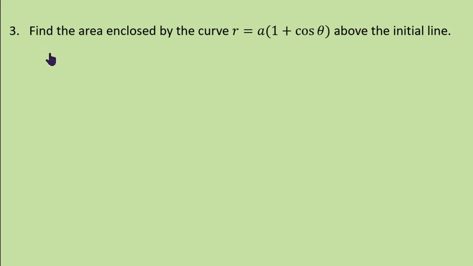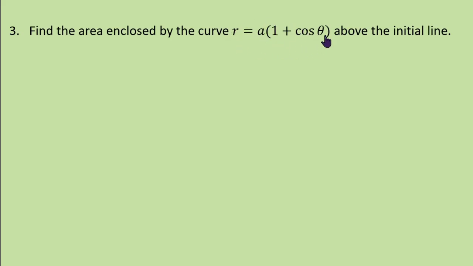One more example: find the area enclosed by the curve r equals a into 1 plus cos theta above the initial line. Now, this r equals a into 1 plus cos theta is a cardioid.